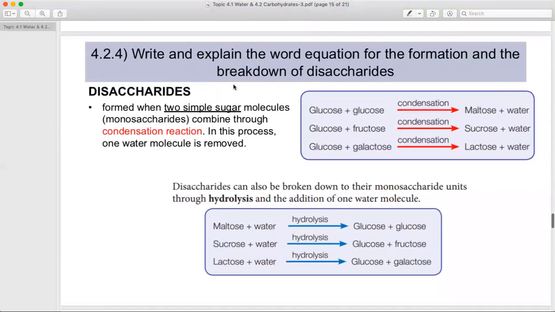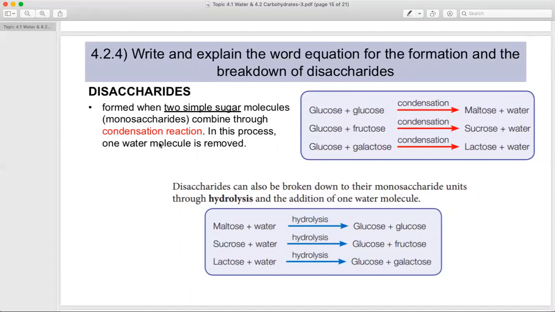Okay, write and explain the word equation for the formation and breakdown of the saccharide untuk the next learning standard. So, as you can see here, disaccharide, di means 2. So, dia terdiri pada gabungan dua simple sugar which is monosaccharide. So, satu proses kita panggil sebagai condensation reaction. So, dalam proses ini, one molecule of water is being removed. Sebab tu dia produce, ada kata water kat belakang ni.